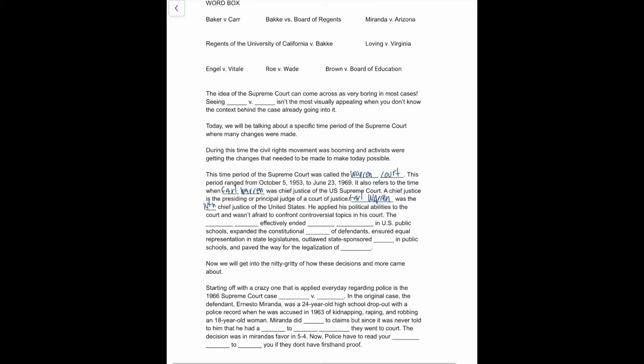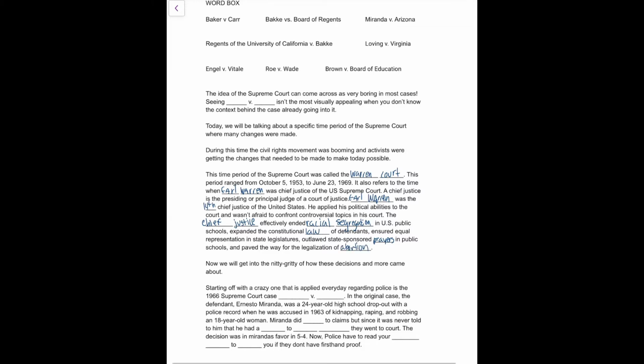The Chief Justice effectively ended racial segregation in U.S. public schools, expanded the constitutional rights of defendants, ensured equal representation in state legislatures, outlawed state-sponsored prayers in public schools, and paved the way for the legalization of abortion.